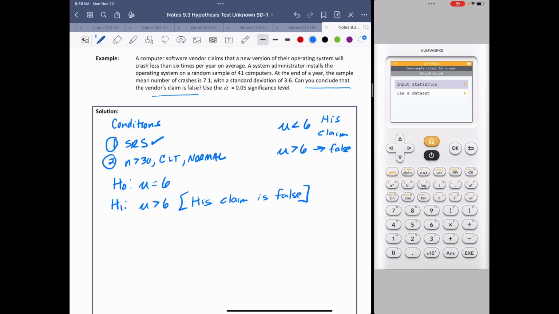I'm going to input my statistics. And I didn't write down my data this time. You don't have to. The sample mean was 7.1. The sample standard deviation is 3.6. The sample size is 41. Now the significance level, remember we changed it last time. This time it's back to 0.05. And I'm going to go to next.